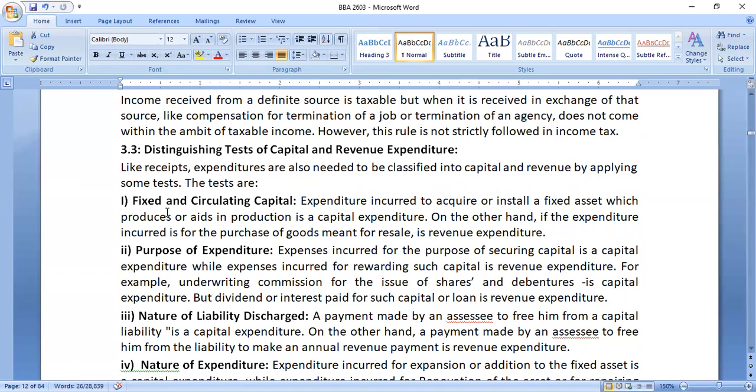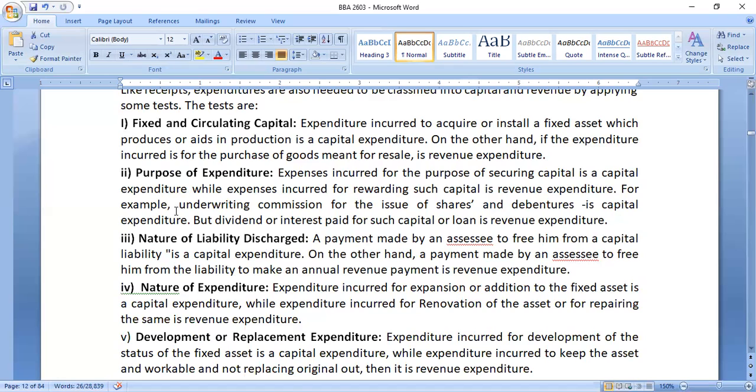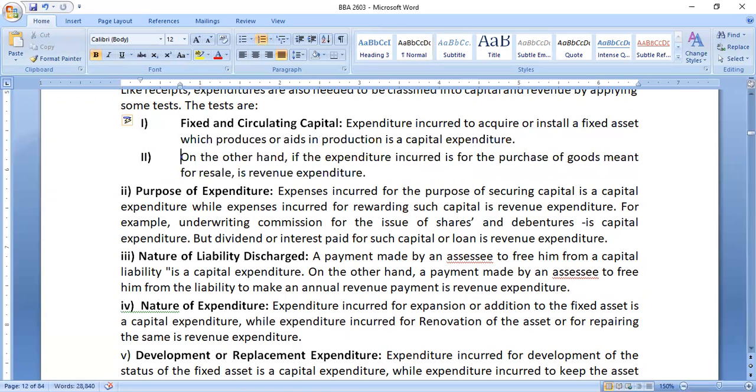Here, some distinguishing tests are given below. Fixed and circulating capital. Expenditure incurred to acquire or install a fixed asset which produces or aids in the production is a capital expenditure. On the other hand, if the expenditure incurred is for the purchase of goods meant for resale, it is revenue expenditure.